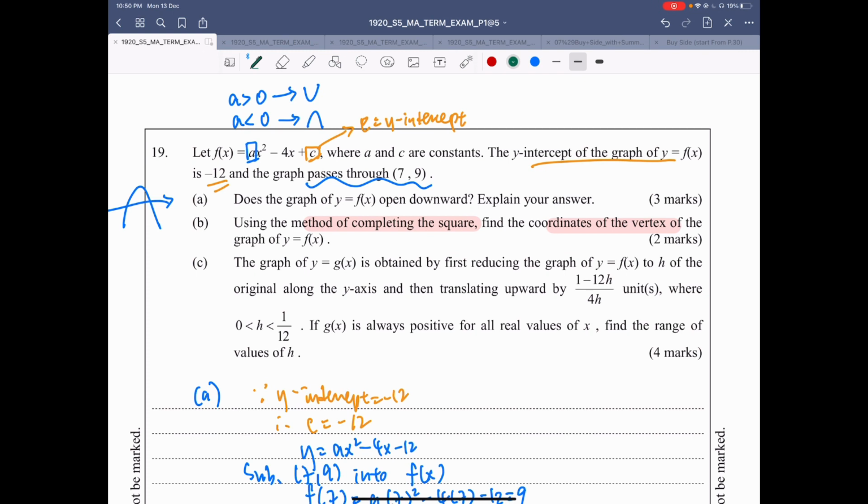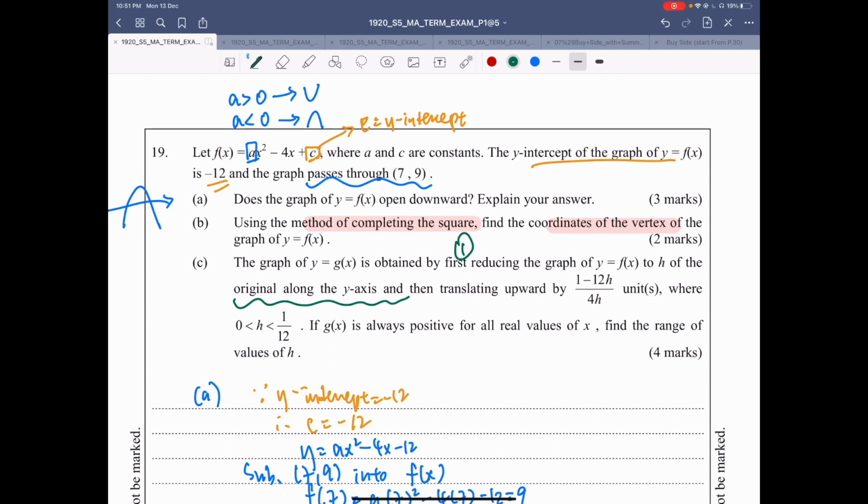Alright, part C is about transformation of functions, the hardest part, S5 chapter 3. Let's see. The graph of y equals g(x) is obtained by first reducing the graph of y equals f(x) to h of the original along the y-axis. What does it mean?